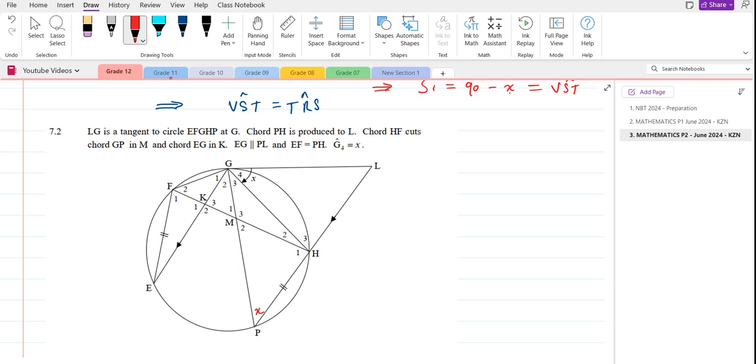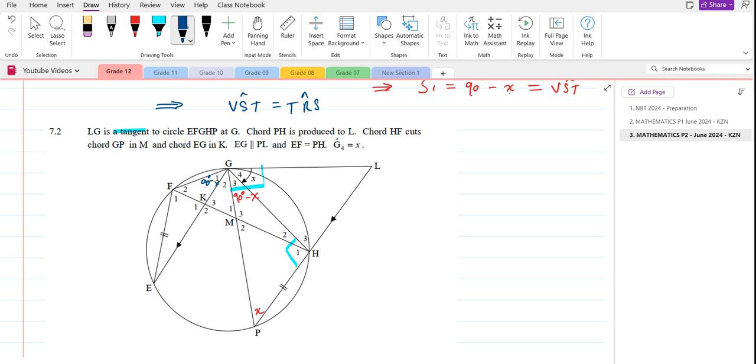Oh, we have a nice thing here. Equal chords subtend equal angles. So angle G1 will be equal to angle G3. But anyways, since it's a tangent, remember this is 90. So this angle will become 90 degrees minus x. If this is 90 minus x and this is x, then this here will become 90. And equal chords subtending equal angles, so this is also 90 minus x on top here.